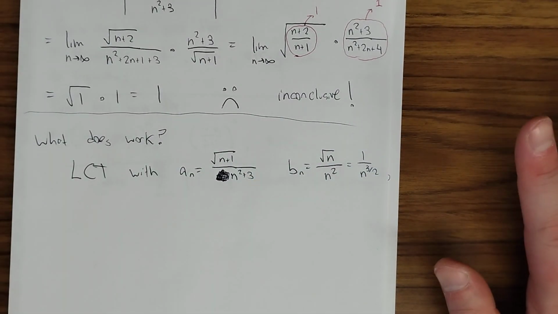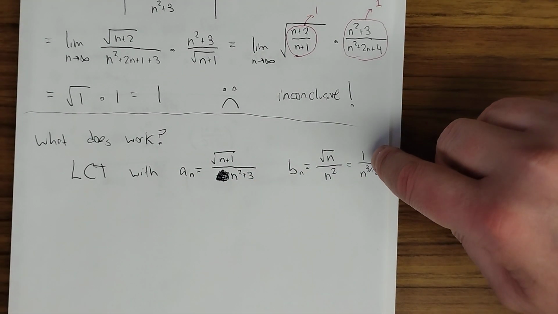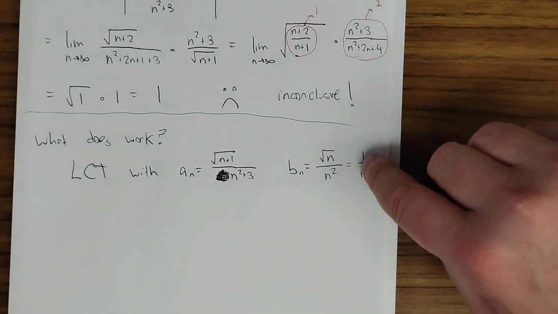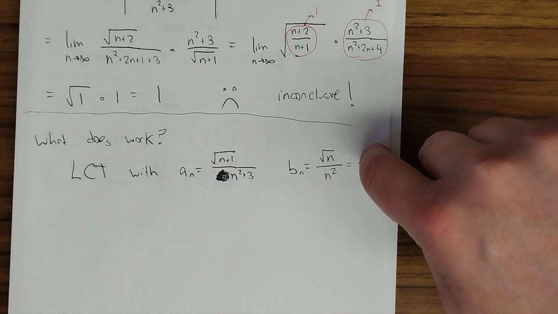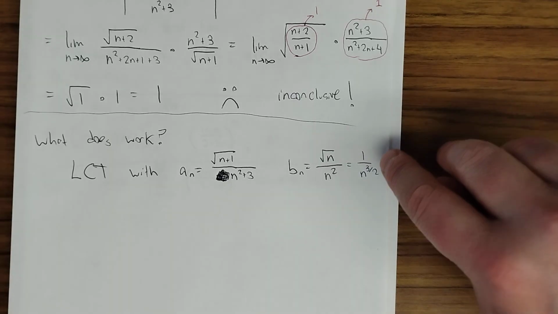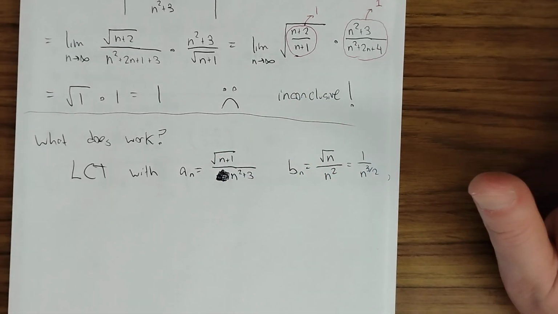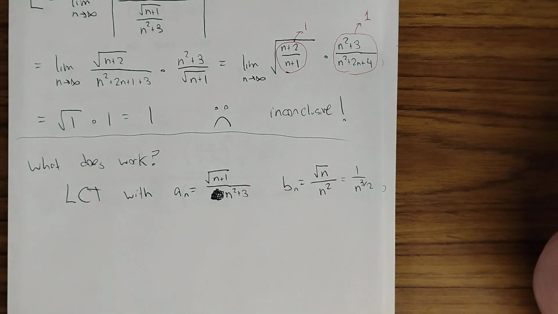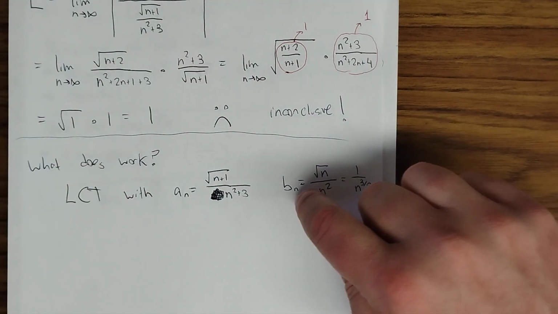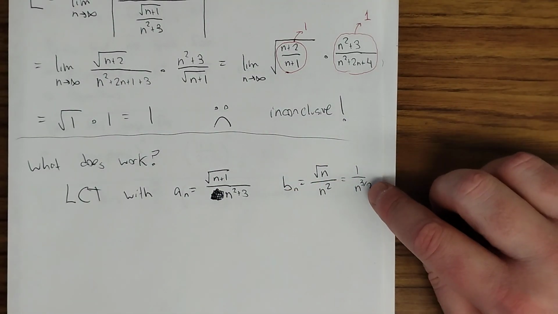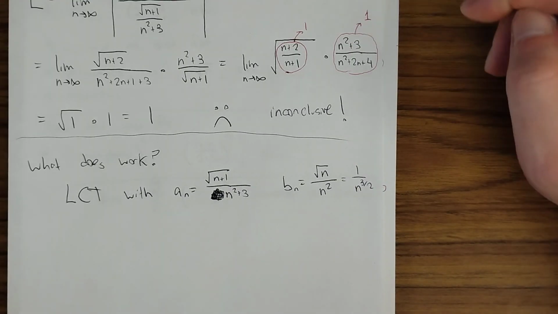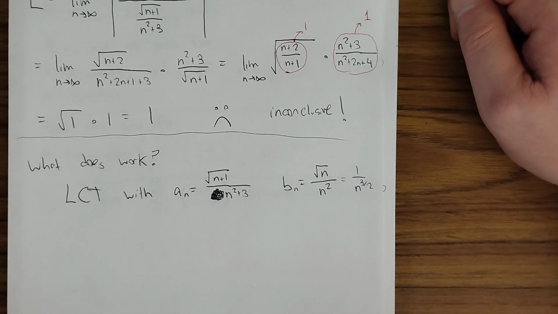I'm skipping that work, but that would tell you, since b sub n is a p-series with p equals 3 halves, that the series that we're investigating converges, because the series with b sub n definitely converges because it's a p-series. But again, I'm skipping the work.